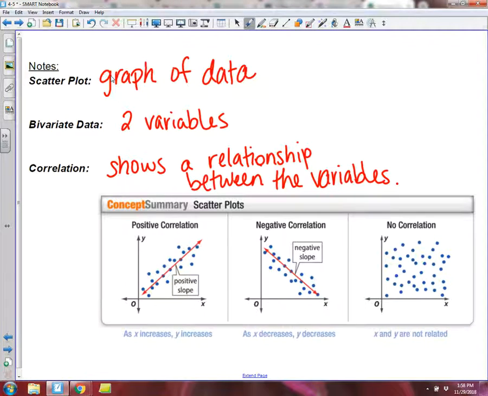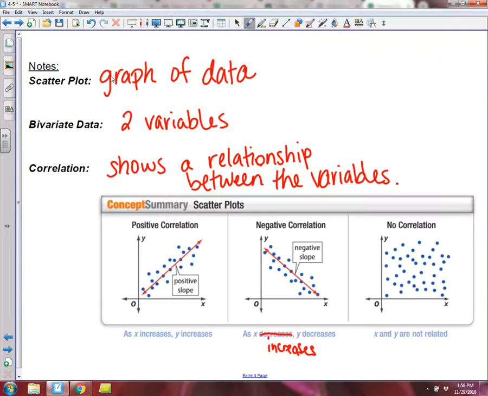Now, this is a typo. I need you to fix this for me. Because as x increases, what is the y doing? It's decreasing. Do you see how that's going down? It is trending downwards. The relationship is negative. It's going down. And then we have the last choice, which is what?